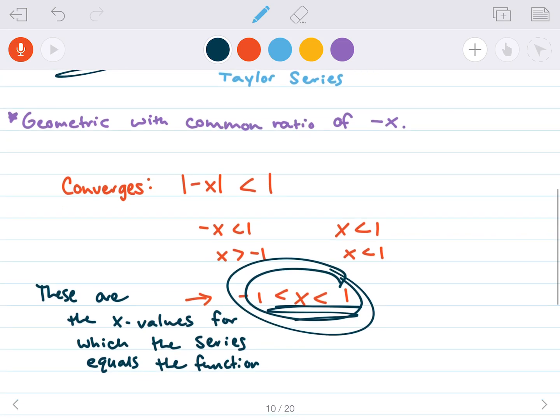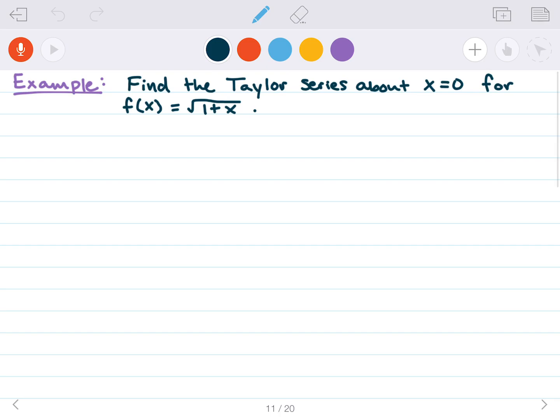All right, excellent. So that was our first example with the binomial expansion, so that 1 plus x to the p. Let's try another one that's pretty similar in spirit. Find the Taylor series about x equals 0 for f of x equals the square root of 1 plus x. Well, this looks pretty close to 1 plus x to a power, and in fact, I can write this with a power p as 1 plus x to the 1/2, right? Same exact thing.